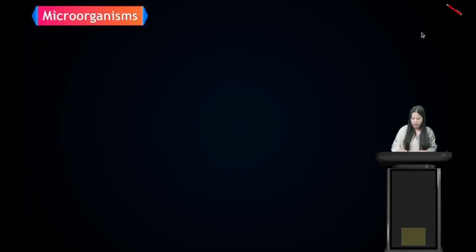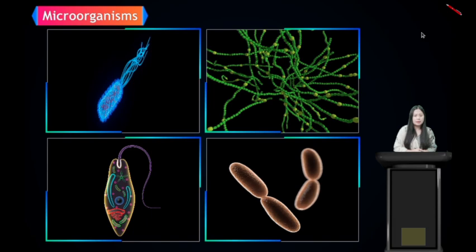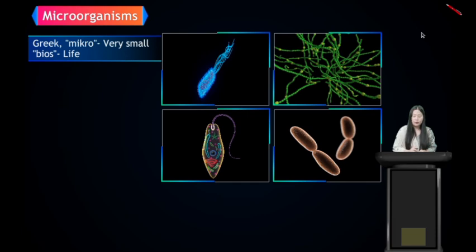Now, what are microorganisms? Let us see. These are some examples of microorganisms. The word microorganism derives from two Greek words: micro, which means very small, and bios, which means life.